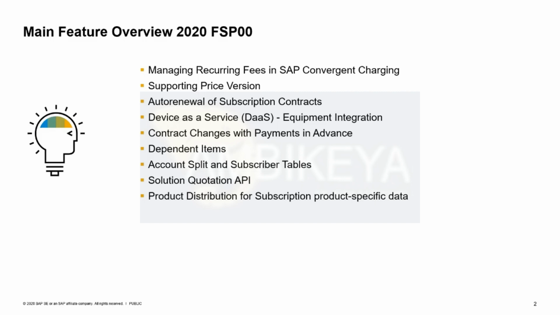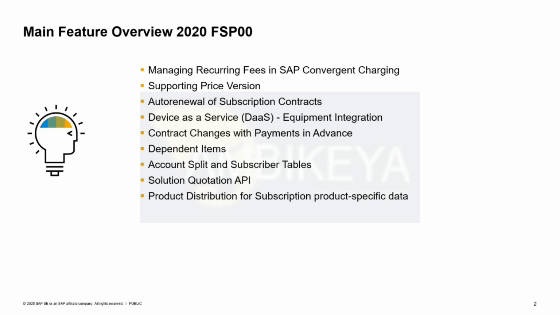Dependent items is a very good feature developed by the CI team, and we have found a good use case of how this can be used in an end-to-end scenario with partner settlement. Then account split is a topic we introduced in 1909, and in this release, we did an improvement on how mapping tables are created in an account split scenario, again based on customer feedback.